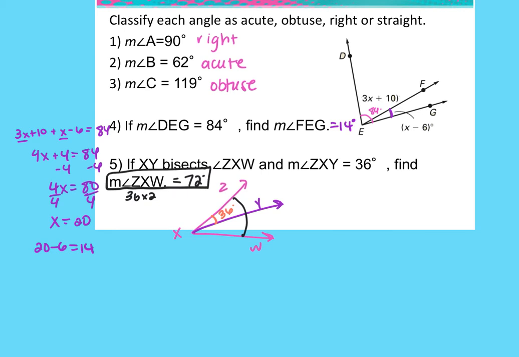Okay, and again, pay attention to the letters. Like if it had asked for YXW, it would have been 36, but because it asked for the big one, it's 72. And you know that because of the definition of an angle bisector and the angle addition postulate. You used both.